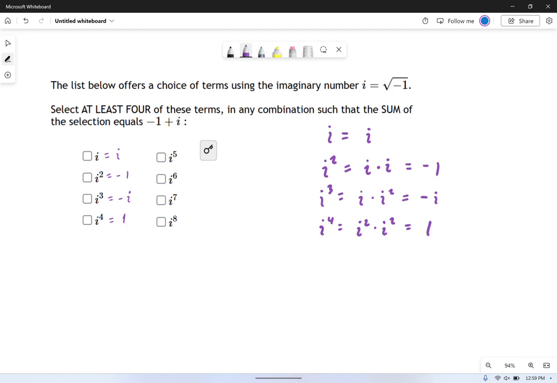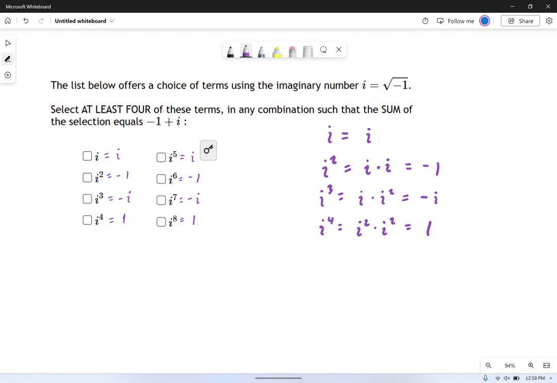Well, if you were to follow that same exercise over here in this column, you would see that all of these things follow the exact same pattern, right? i to the fifth is just i times i to the fourth. i to the fourth is 1, so this becomes i. And likewise, -1, -i, and 1 if you go through all the algebra.